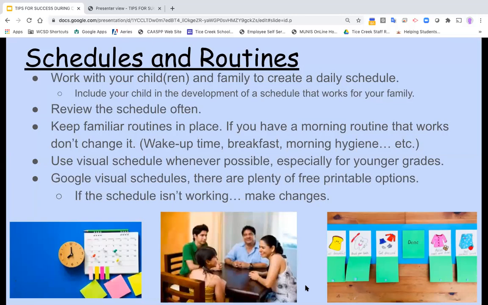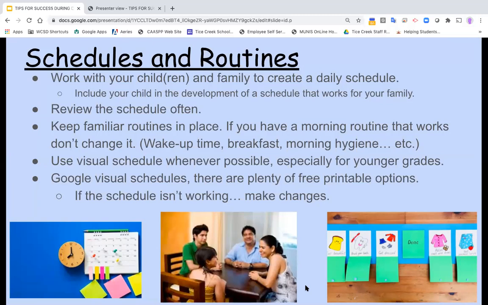All right. Hi, Emily Foster again, and I'm just going to quickly go over some schedules and routines. So it is very important that you and your children and your family create this daily schedule together. That way your child feels like they're a part of it and they're invested and they understand what the expectations are and that their voice is being heard. I think that will lead to success, knowing that they were part of the ideas.